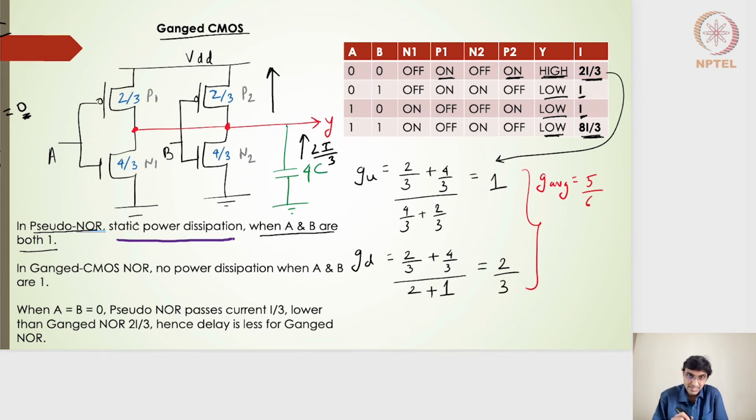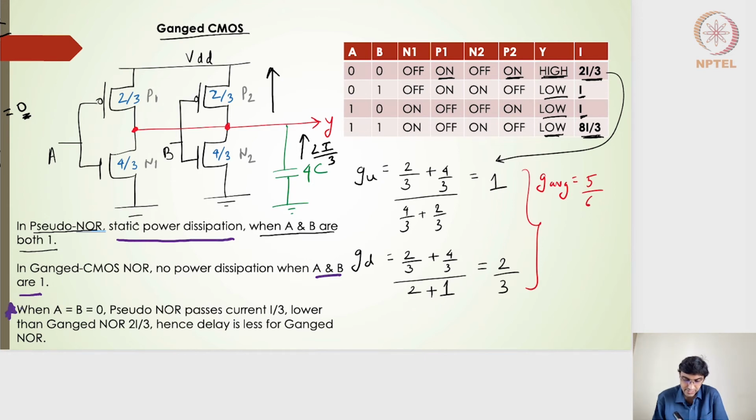So the Ganged CMOS has this particular advantage that there is no static power dissipation, similar to that of our regular inverter. Even in our regular inverter, there is no static power dissipation because if the NMOS is on, then the PMOS side will be off, especially for the 2-input NOR gates. Right? Hope you have understood that. The other advantage in the Ganged CMOS NOR gate is no power dissipation when A and B are 1. So that's what I have explained now.